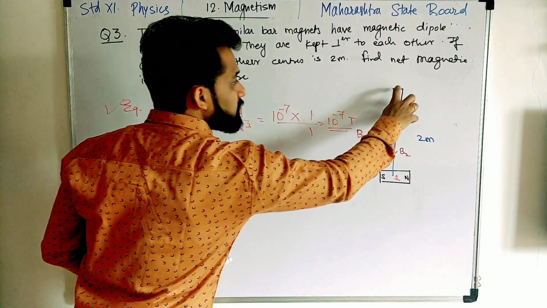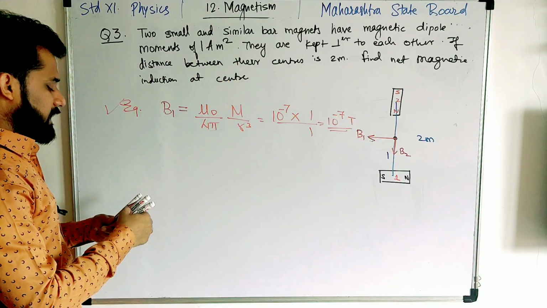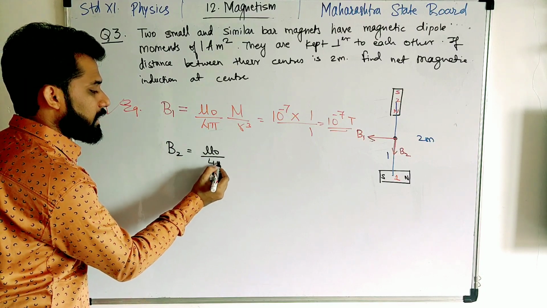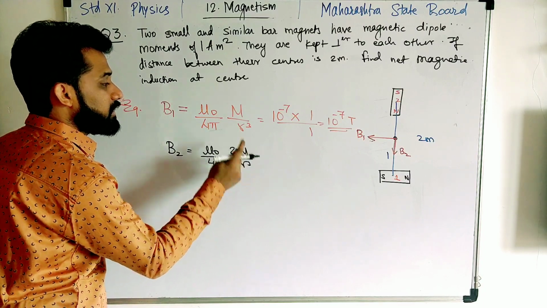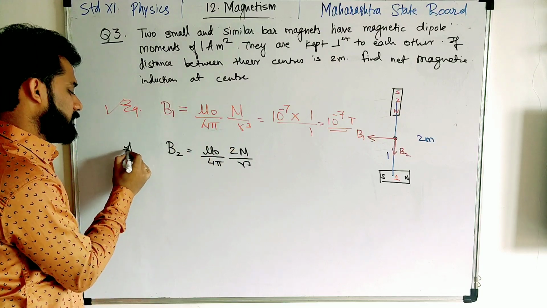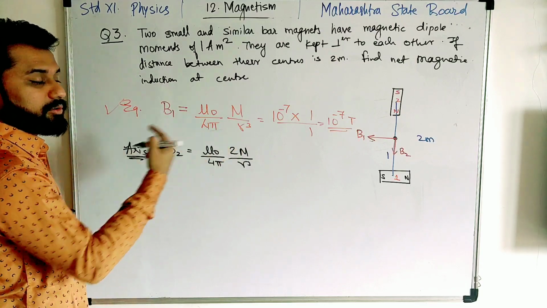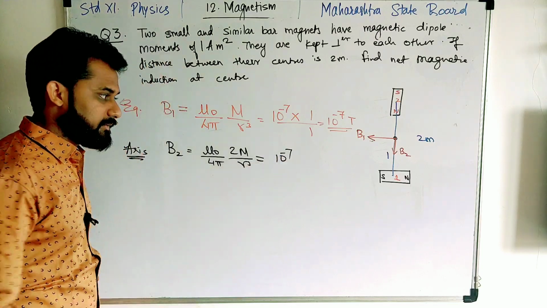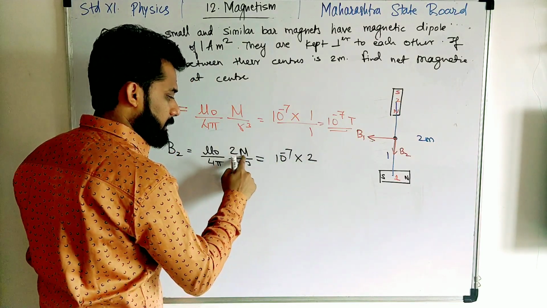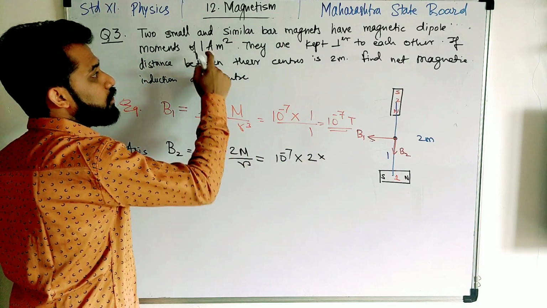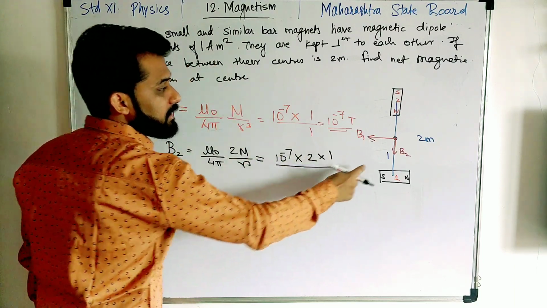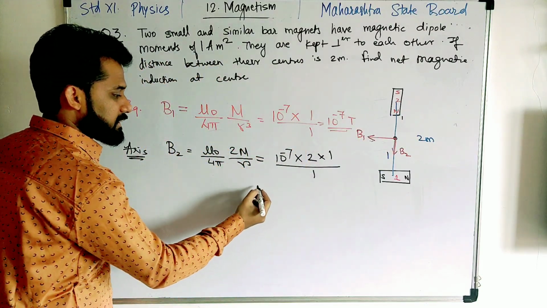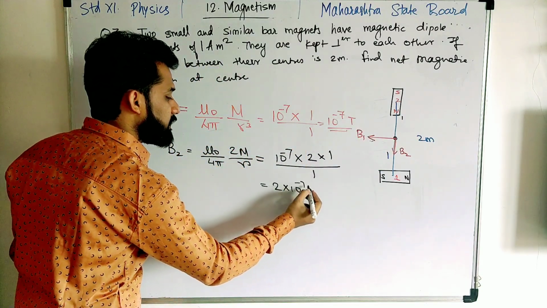What is magnetic field because of the second magnet? The magnetic field because of second magnet, let us say it is B2, will be mu naught upon 4 pi 2m by r cube. 2 now because this is axial point, axis का formula है 2m by r cube. So mu naught by 4 pi is 10 raised to minus 7 times 2 times magnetic dipole moment is given 1, by r. Again the distance for this magnet is also 1, so 1 cube is 1. So the answer comes out to be 2 into 10 raised to minus 7 Tesla.